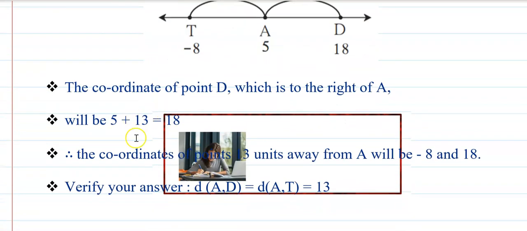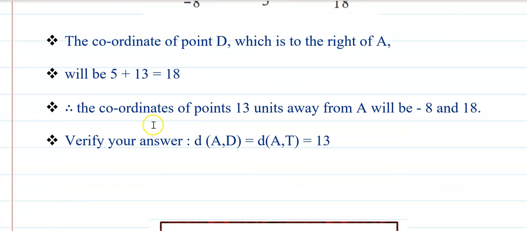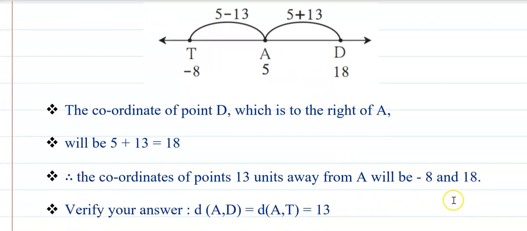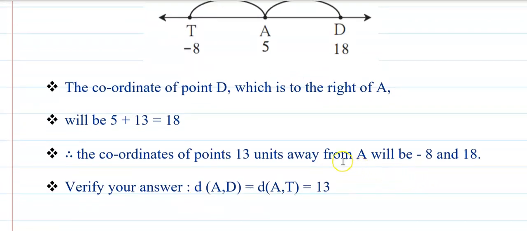Now next, the coordinates of the points 13 units away from A will be minus 8 and 18. That is, to the right, 5 plus 13, and to the left, 5 minus 13. Therefore, the coordinates of the points 13 units away from A, we will get two points at a distance of 13 from A. That is minus 8 and 18. That is, we can verify it.